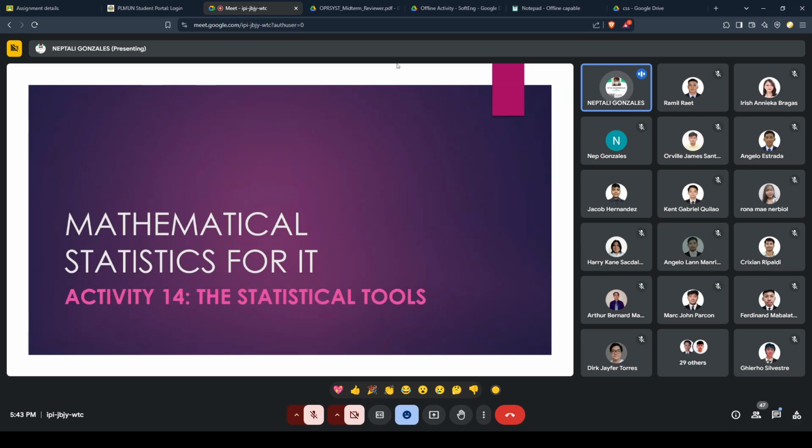So there are several statistical tools used in statistics. I will enumerate later the statistical tools useful in every significance of the study that you want to partake. So our Activity number 14 is all about the statistical tools.